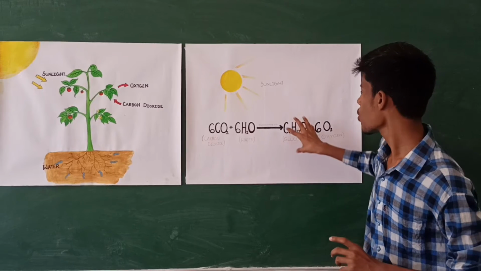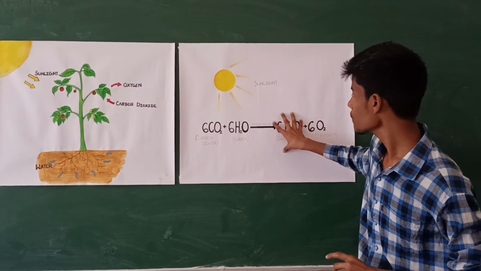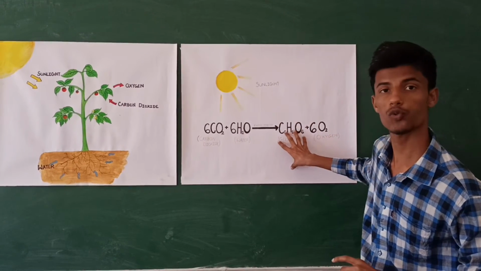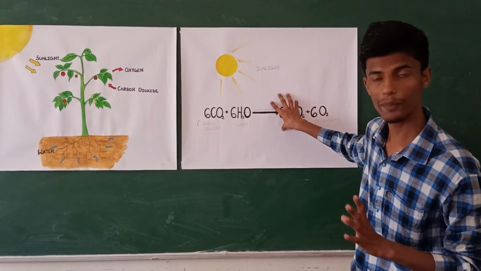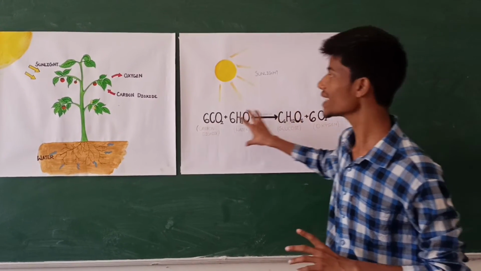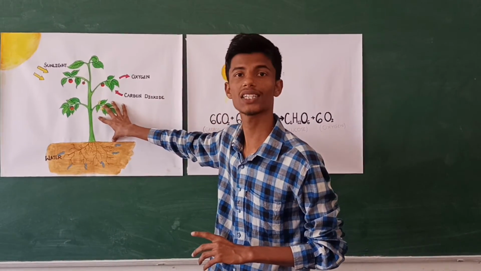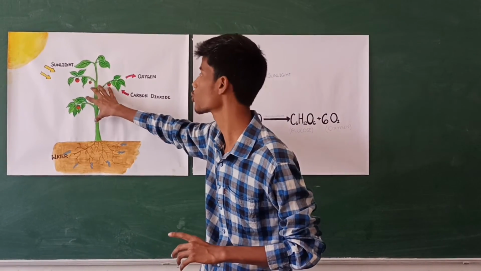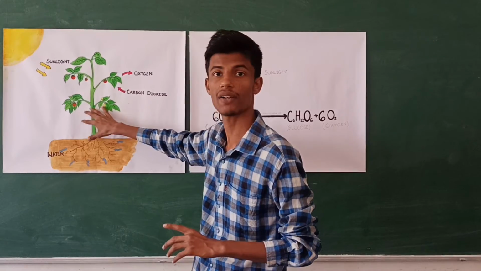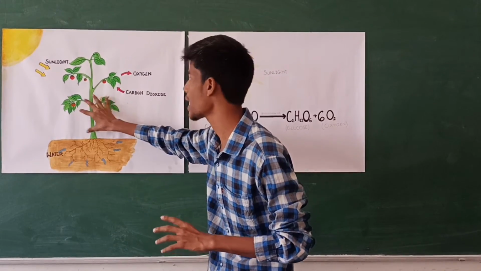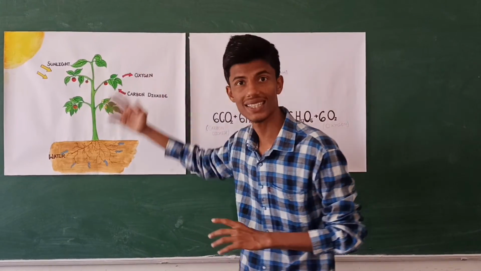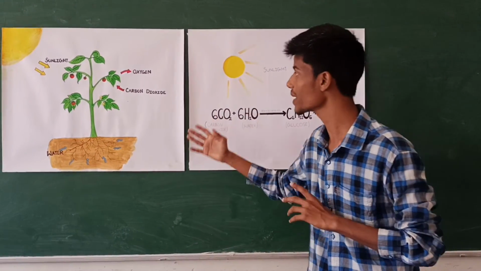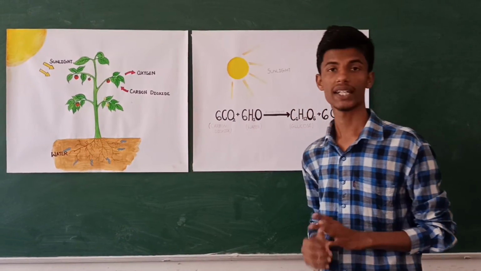Now the main part: what happens with the glucose? The plant uses glucose for its life processes. Some of the glucose is used for life processes and some of it is kept in the plant in the form of starch, in fruits, leaves and every other part of the plant. So this is the whole process of photosynthesis. This is how the plant makes its own food.